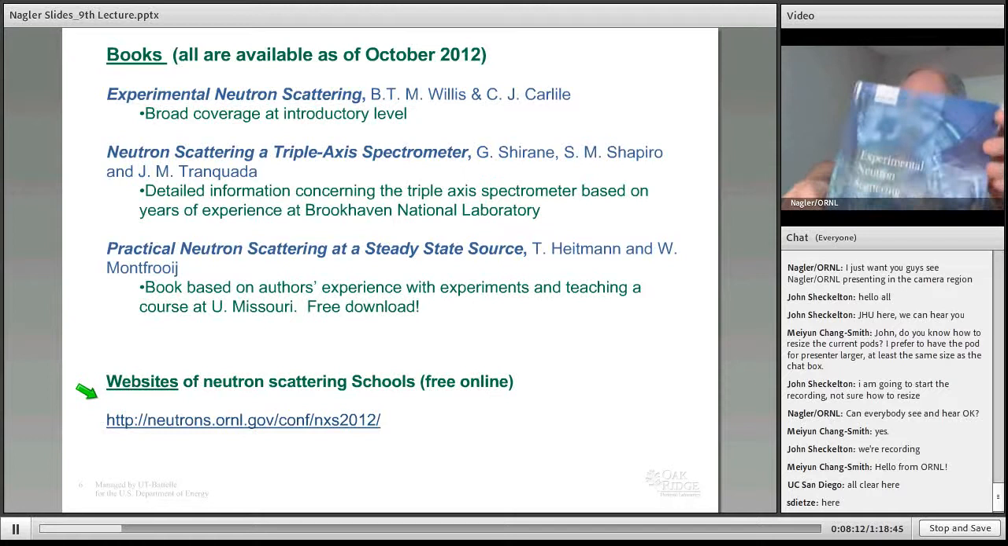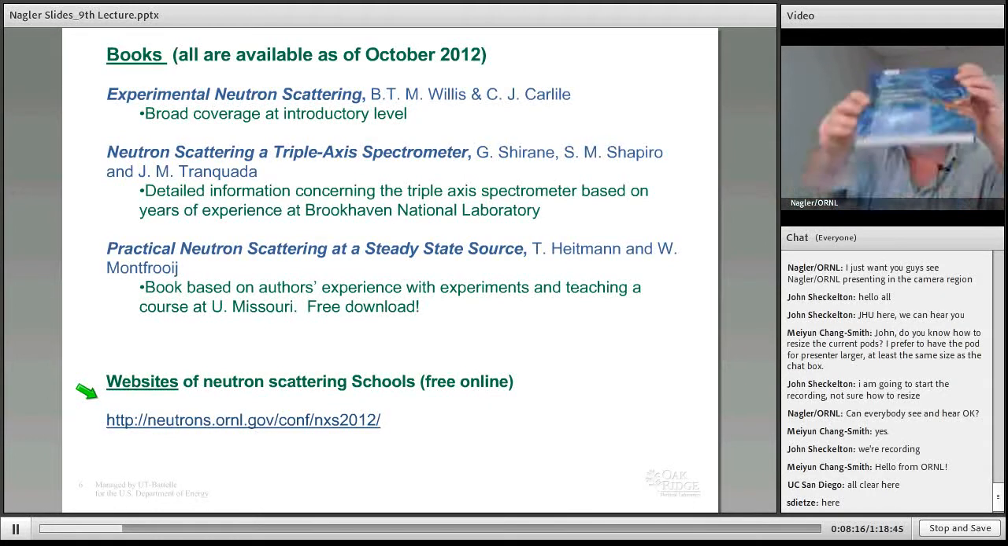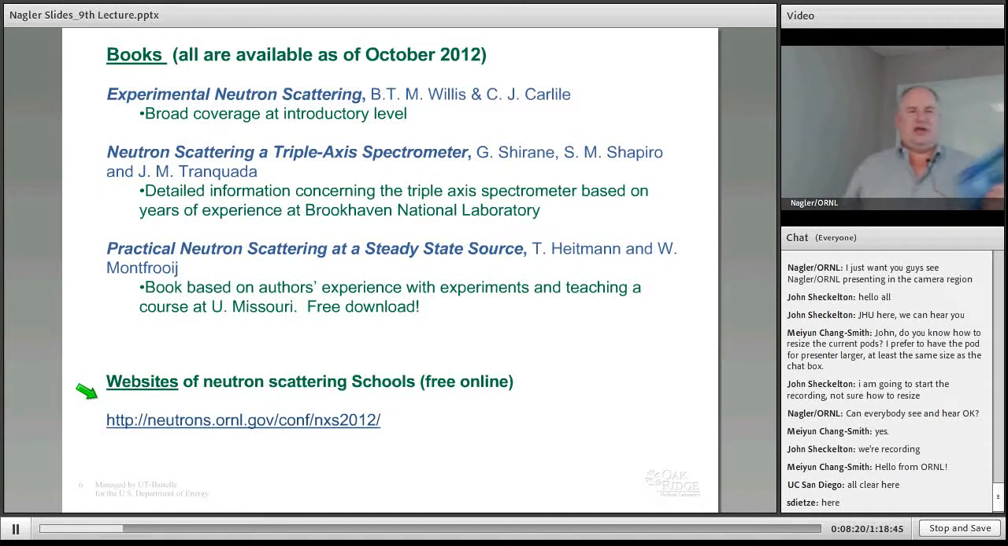If you look in the presenter box here, this is called Experimental Neutron Scattering. It's by Willis and Carlile. It has quite broad coverage of some of the things that I'll be discussing here at a relatively introductory level. I think it's actually quite a nice book, and you can definitely find this right now at Amazon, and I don't know if you can find it used at AbeBooks, but you might be able to. It's at least worth looking at.